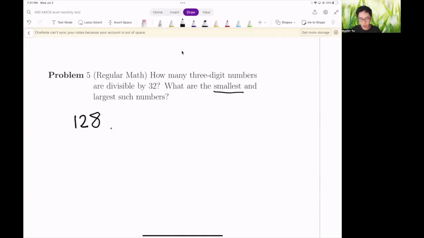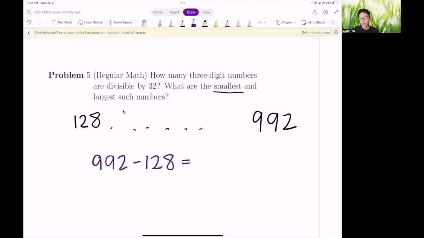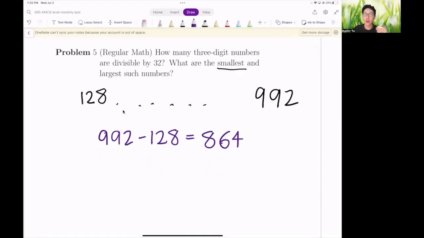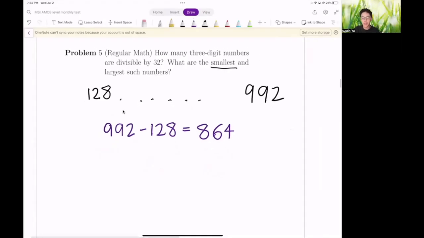So we already solved one part of the problem, all the way to 992. But now we have to see how many numbers, inclusive of both 128 and 992, are in between these two numbers. In order to solve how many numbers are in between, let's subtract 128 from 992 first to solve the gap. And this would give us 864, being the total amount between 128 and 992. And from here, we have to see just how many multiples are divisible by 32. How do we do this? Simple. We just divide 864 by 32.